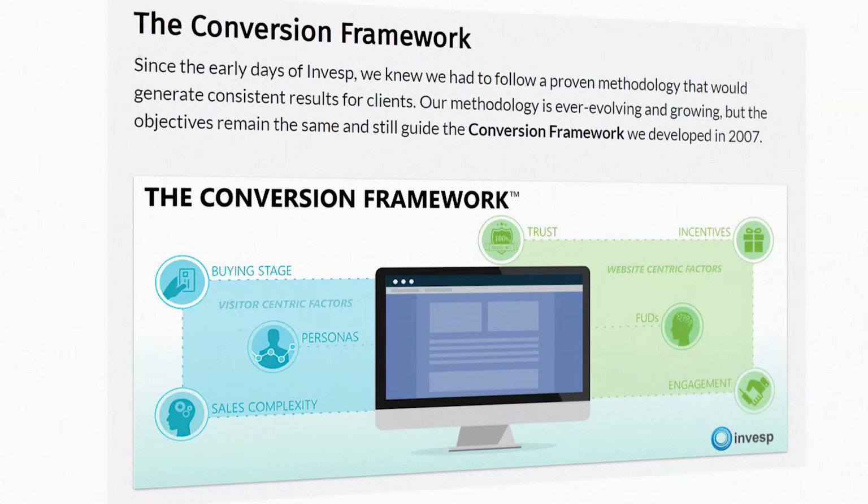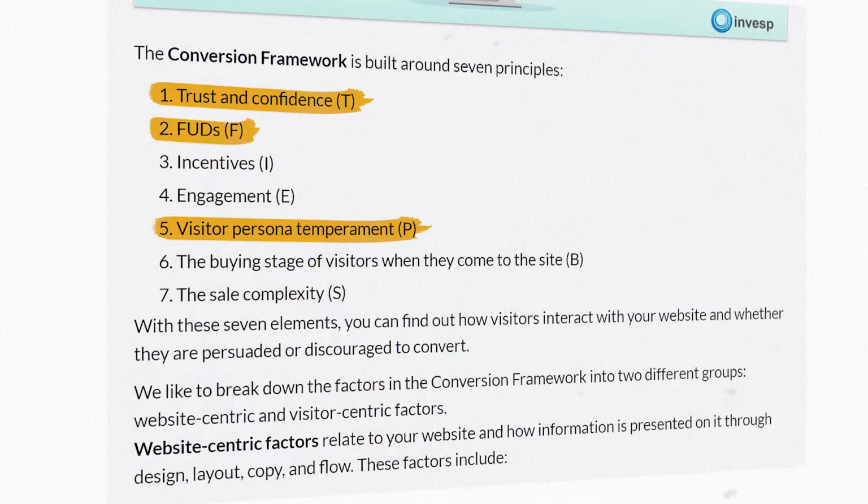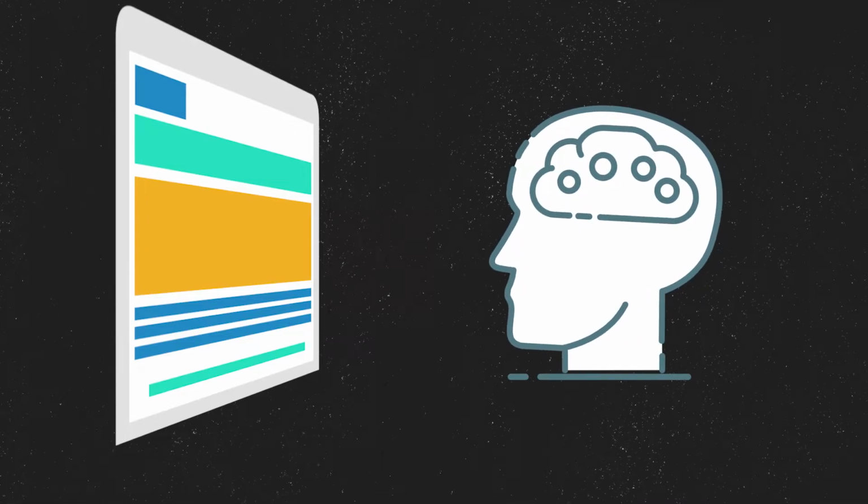That gives us usability issues on the page, but then we move on to evaluate the page using our conversion framework, which is the 7 different principles in the conversion framework. We're looking at trust and confidence. We are looking at the personas. We're looking at FUDs. We're looking at incentives, engagement, buying cycle. We're looking at all the different principles in the conversion framework to say, okay, does this page increase trust and confidence in the mind of the visitor that landed on the website?